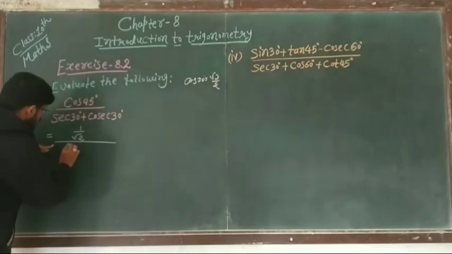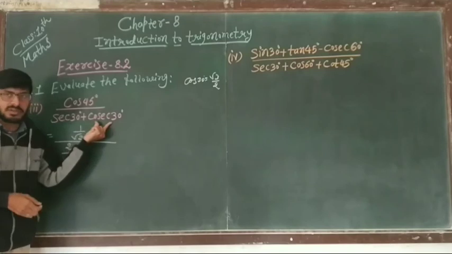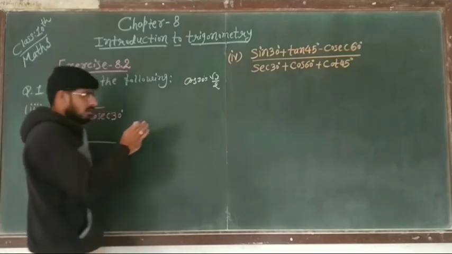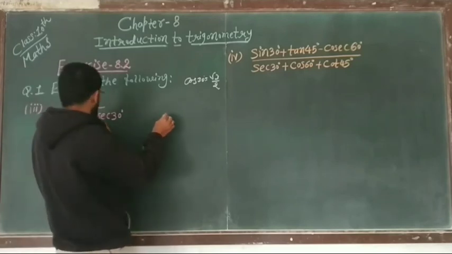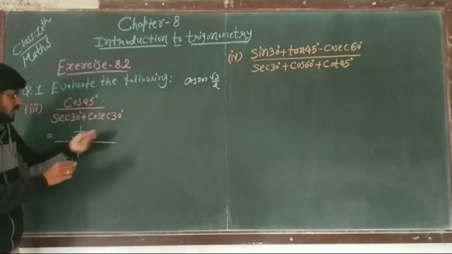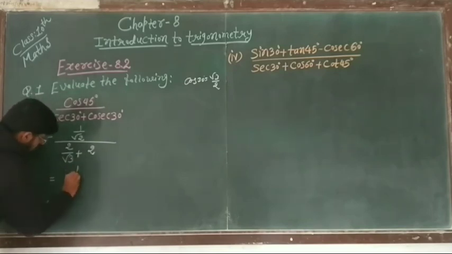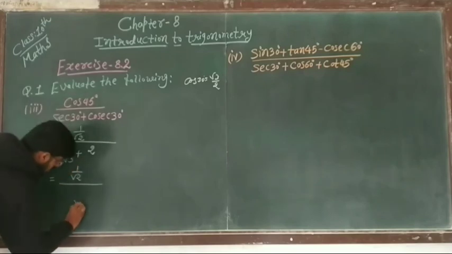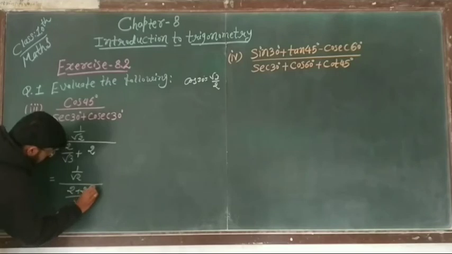Okay, so 2 by root 3 plus, same as here, cosec 30 is equal to, we can write 1 upon sin. The value of sin will be 1 by 2. So the value of cosec 30 will be 2. Is it clear? Now simplify. So we get 1 upon root 2 all divided by, we will take LCM over here. So we can write 2 plus 2 root 3 upon root 3.